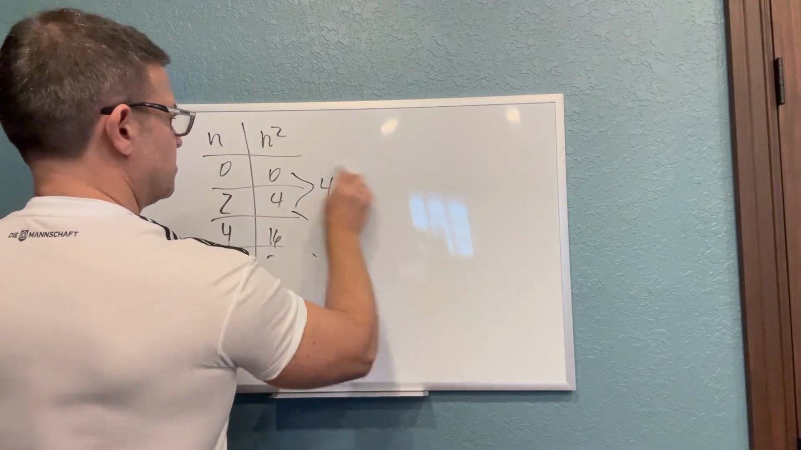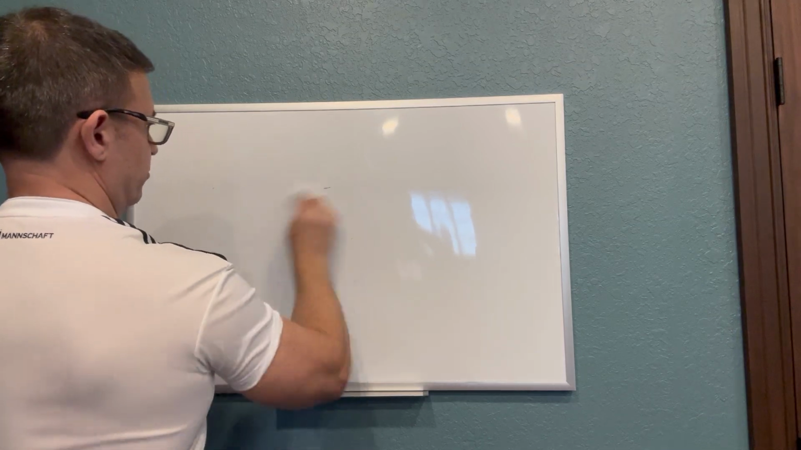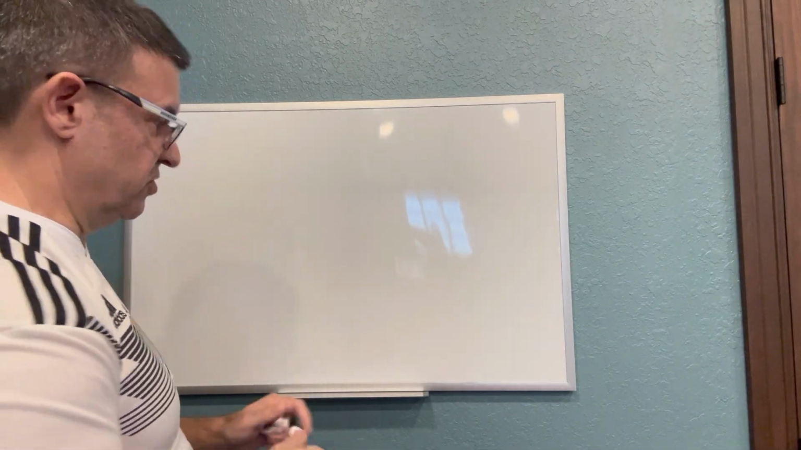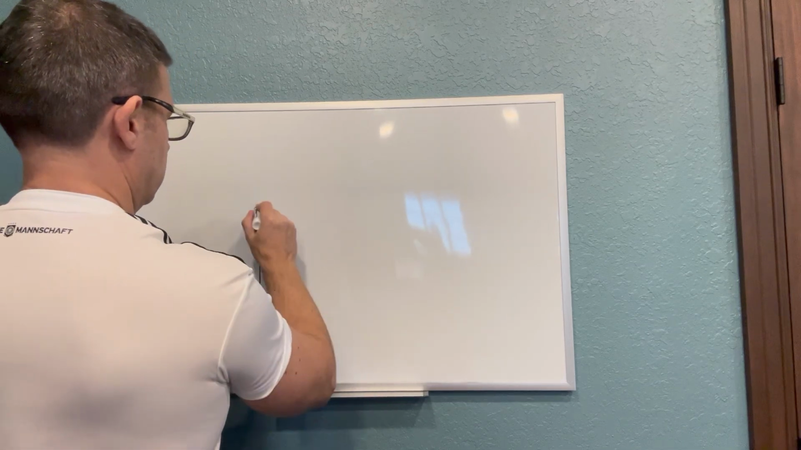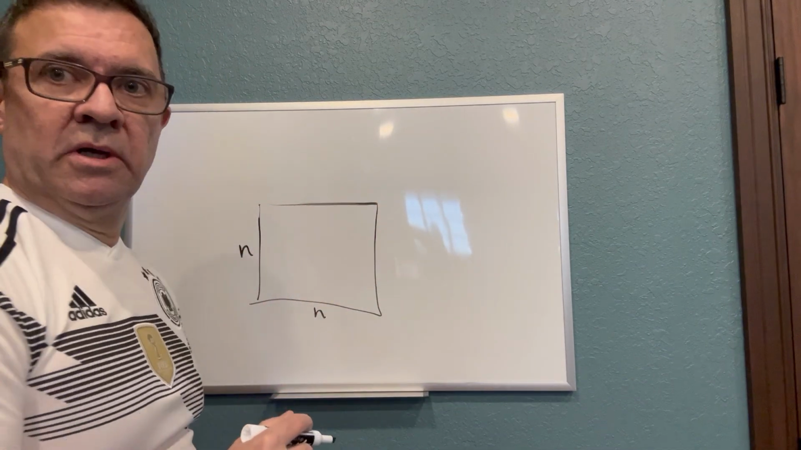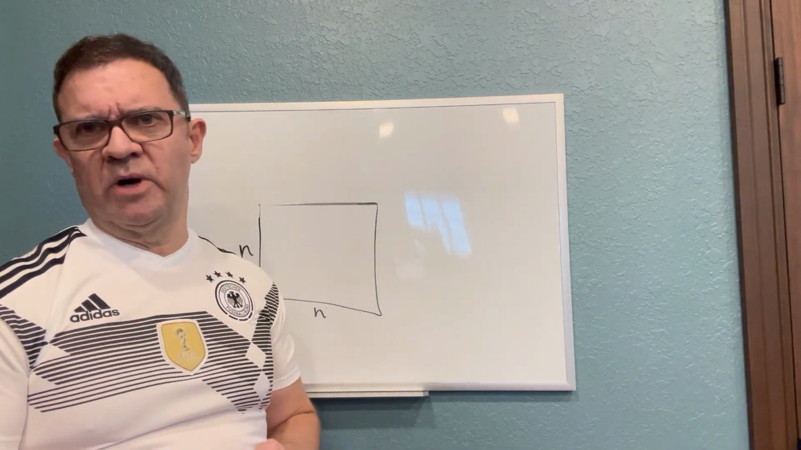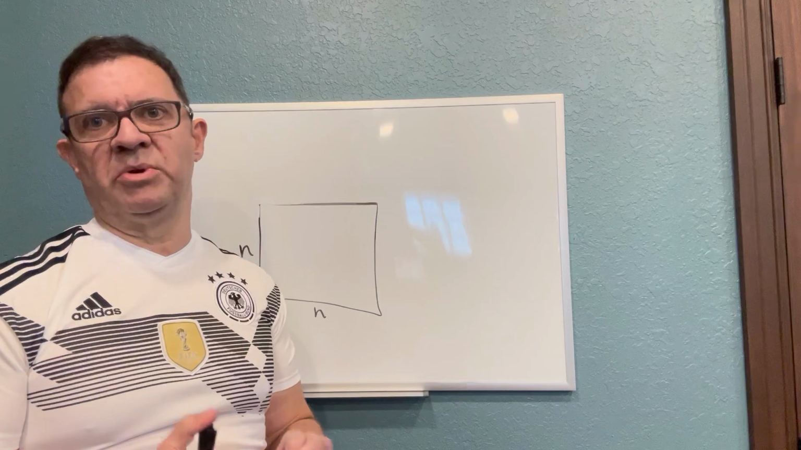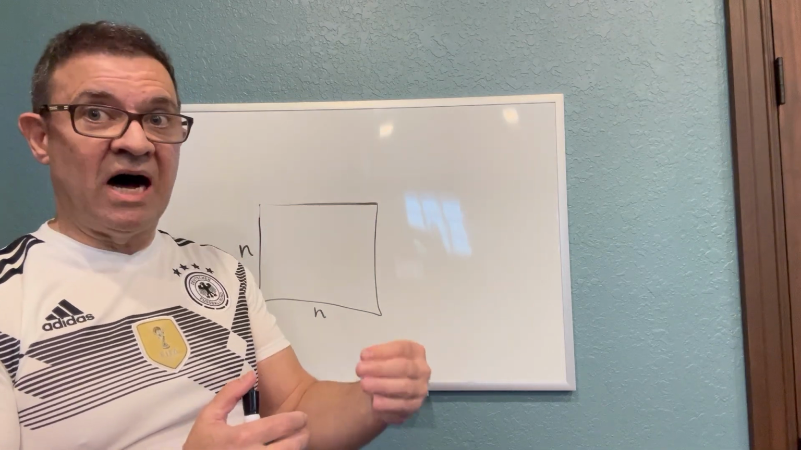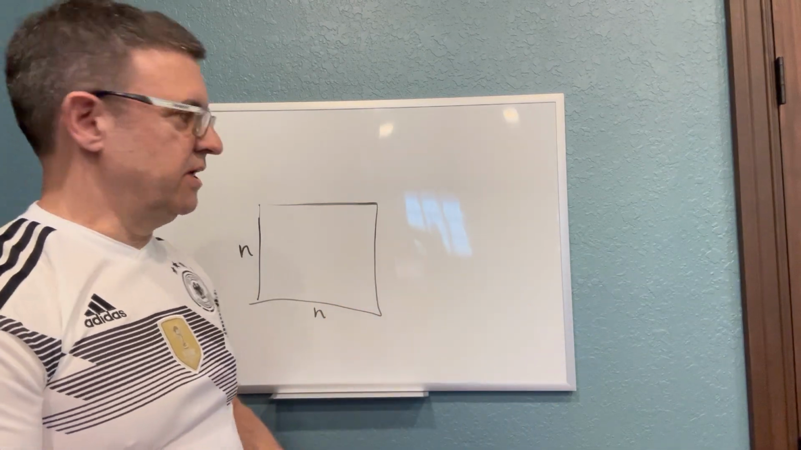So let me clean some space here. What we're going to do is just create squares. Let's start with n and make a square, so we have a square with sides n. Now keep in mind that the analytical proof did not require n to be even. So everything we're talking about here applies to both successive even integers as well as successive odd integers. That difference of 8 will continue ad infinitum.